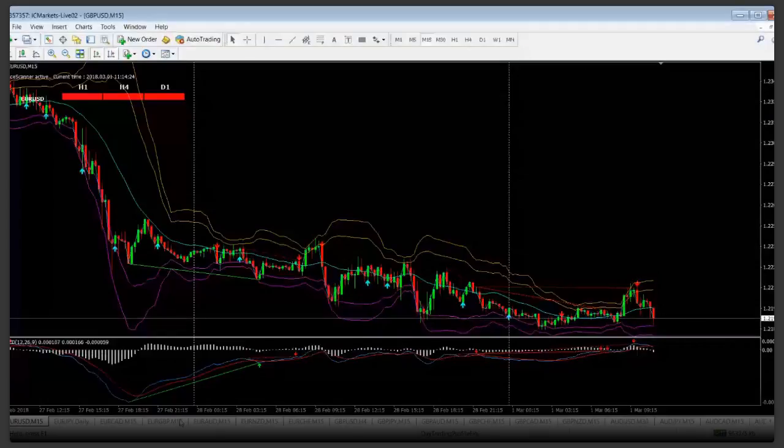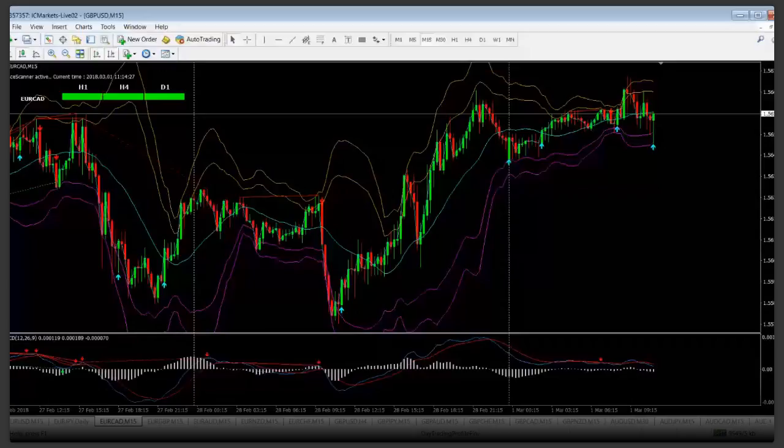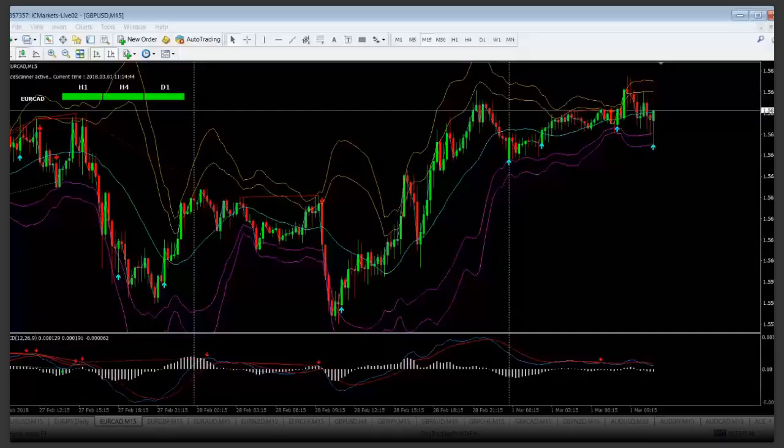Euro CAD is looking good. I'm going to take a short-term trade on the Euro CAD. First trade of the day, Euro CAD, 15-minute chart. Gonna enter now. There we go. Gonna target that last high. Euro CAD.